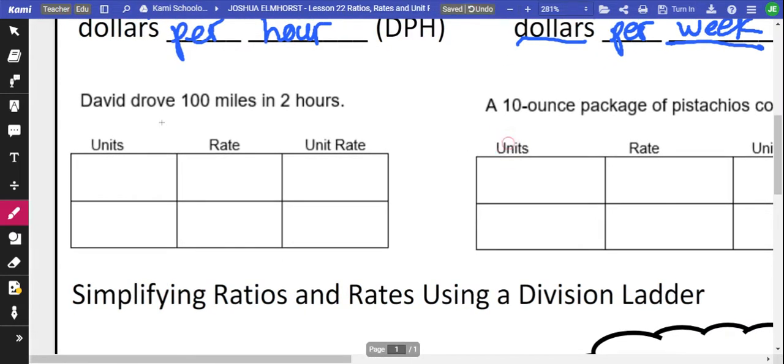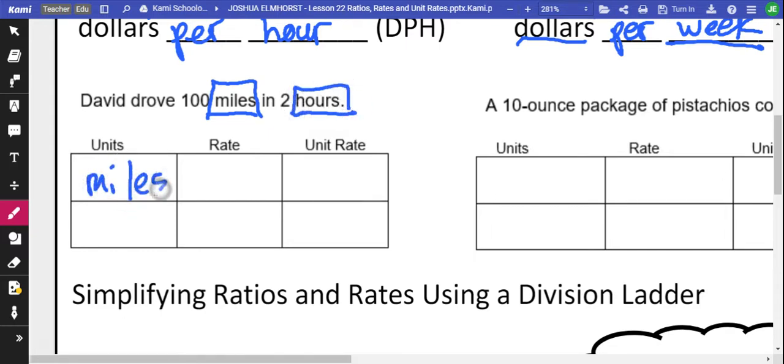So once we start writing these rates, we need to focus on the units. What is being compared? Here, for example, we have miles and hours. So the units would be miles and hours. And then we look at what is actually being compared. 100 miles to 2 hours. That is the rate. 100 miles in 2 hours.